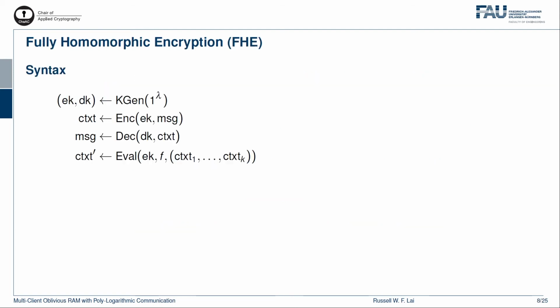Let me quickly recall the syntax of FHE. There are the usual key generation, encryption, and decryption algorithms, as in a public key encryption scheme, and also a homomorphic evaluation algorithm. This evaluation algorithm homomorphically evaluates a function f, chosen from some admissible family, over a tuple of ciphertexts, and produces a new ciphertext.